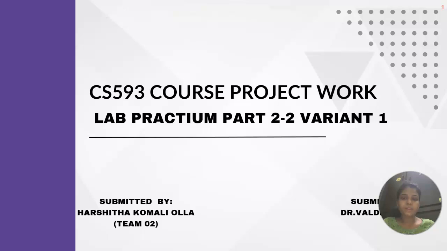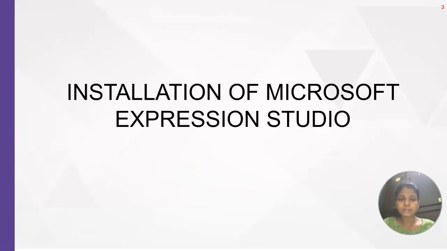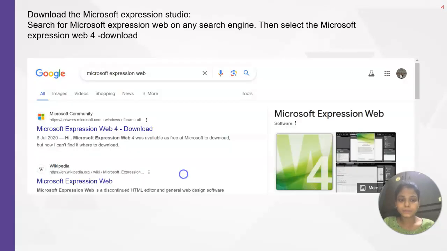Now I would like to give a presentation on Course Project Work Lab Practicum Part 2, Variant 1. These are the topics we are going to discuss. Firstly, installation of Microsoft Expression Studio. Secondly, creating a file and saving it. Thirdly, creating a GUI using this tool. Fourthly, web-based graphical user interface for code and design. Moving on, we'll have a discussion on web-based graphical user interface, and finally we'll see how our graphical user interface looks on Google Chrome. So firstly, installation of Microsoft Expression Studio.